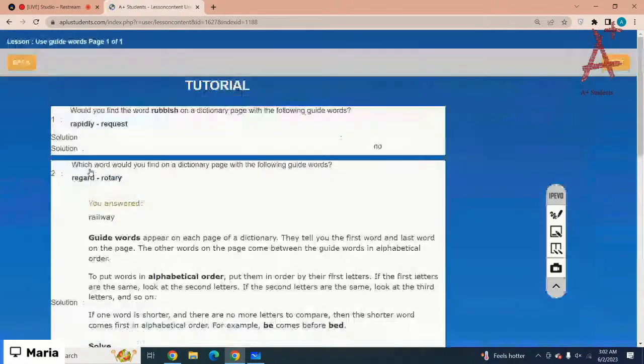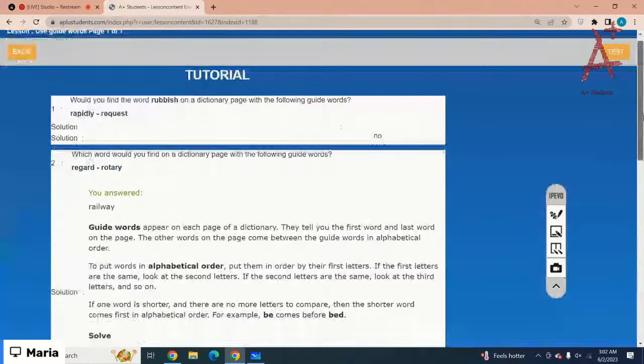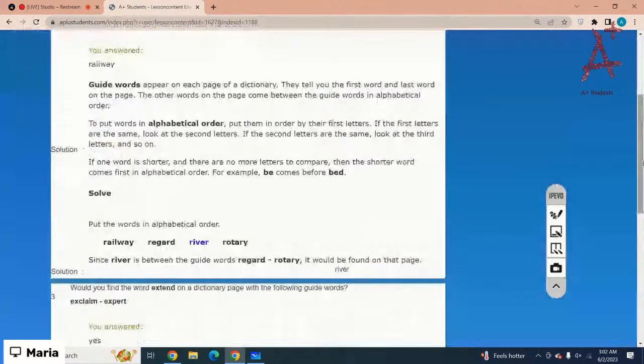Okay, here is the definition. Let's just listen carefully. Guide words. Guide words appear on each page of a dictionary. They tell you the first word and the last word on the page. Basically, from the guide words, you can see if the required word is on the page or on the next page. Got it? The other words on the page come between the guide words in alphabetical order.